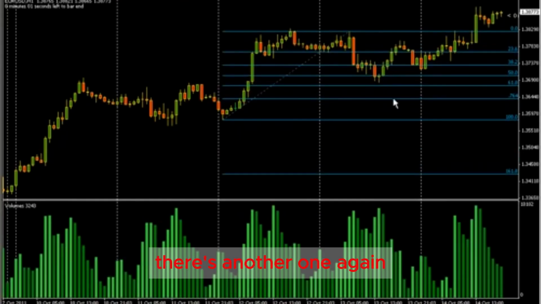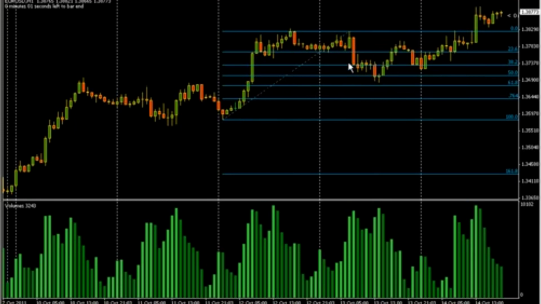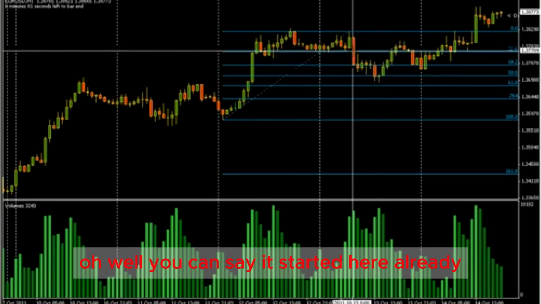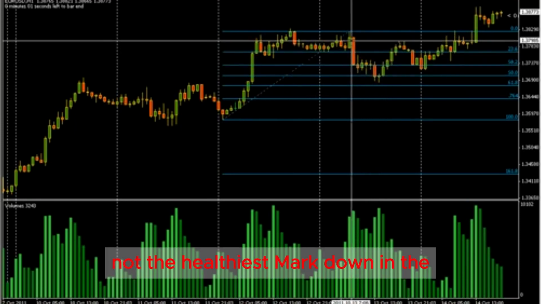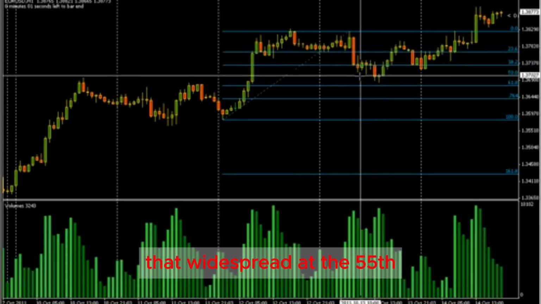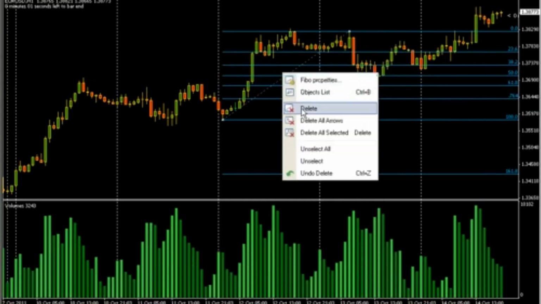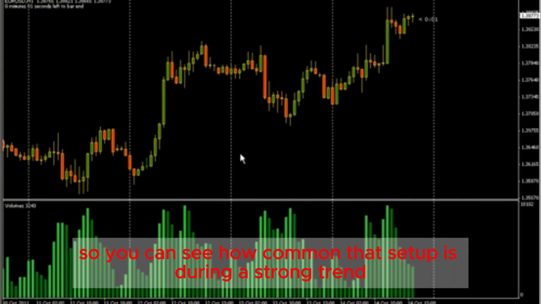There's another one. Again, it showed a high volume, bullish reaction. There's an example where reaccumulation didn't take too long, although you can say it started here already. Not the healthiest markdown and not the healthiest down move there. That wide spread at the 50 fib, seeing that demand come in. That was the example we used. So you can see how common that setup is during a strong trend. Markup, reaccumulation. So we'll go through these phases.